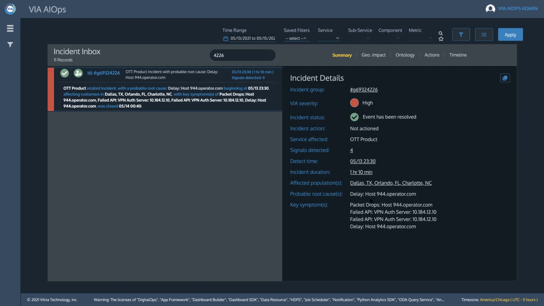The probable root cause was the delay across that specific host, but we also correlated in packet drops, failed authentications on the VPN servers that were having the CPU issues, as well as delay that we saw as the cause is also a symptom of the problem itself.